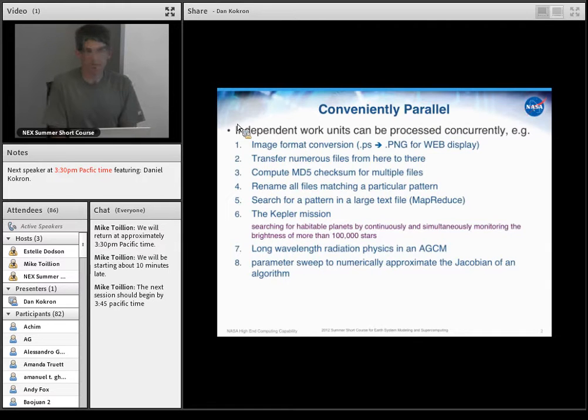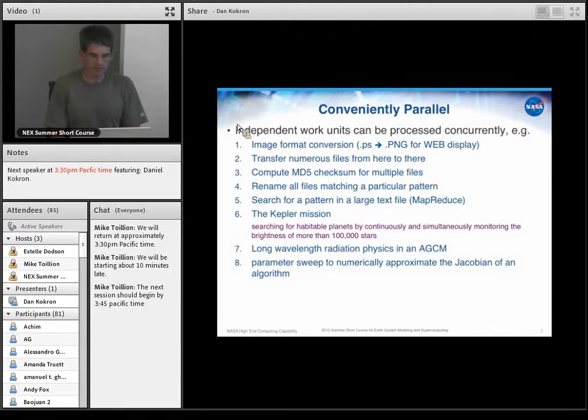can be processed concurrently, such as image format conversion, converting PostScript files to PNG to be placed on the web, transferring numerous files from here and there. All these things can happen independently. The MD5 checksum example: I work a lot at Goddard and also here at Ames, and if I need to compare two files, I don't want to transfer a giant file just so I can run a compare command on it. I can do the checksum in both places and then just compare the checksum. If I have multiple of those files on each coast, then I can run them in parallel and just compare the checksums from each file.